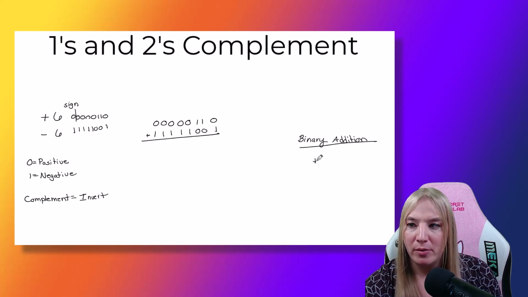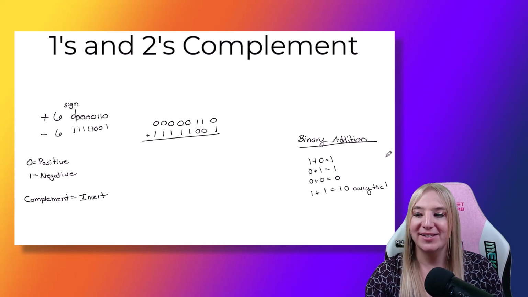So 1 plus 0 equals 1. 0 plus 1 equals 1. 0 plus 0 equals 0. And 1 plus 1 equals 10. So we basically do 0, and we're going to carry 1. We carry the 1 to the next column, just like that. Okay, so hopefully this is all making sense.